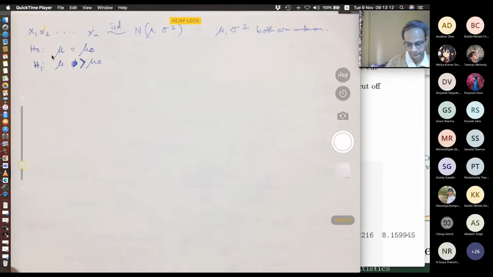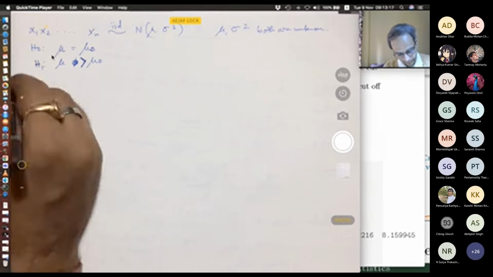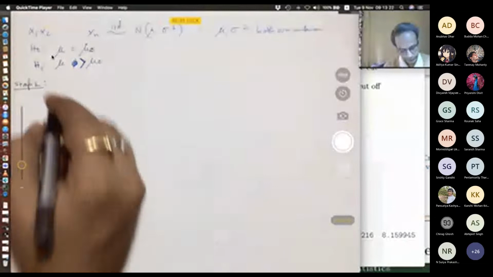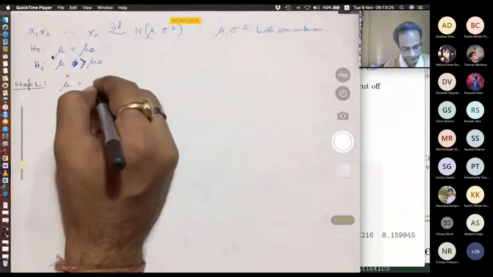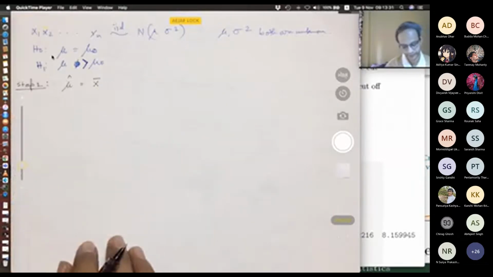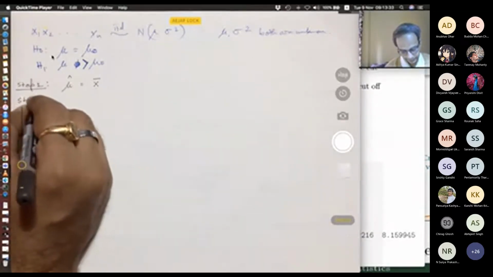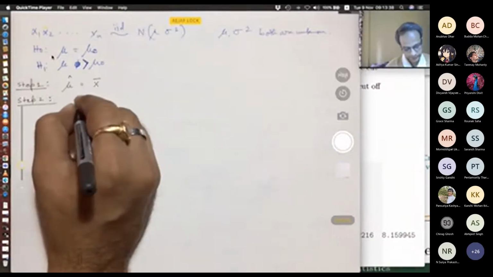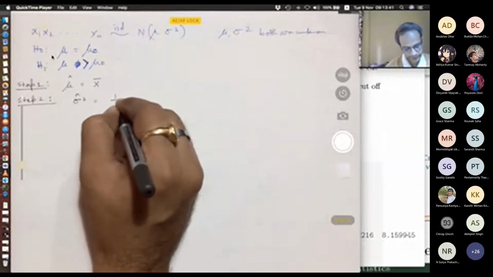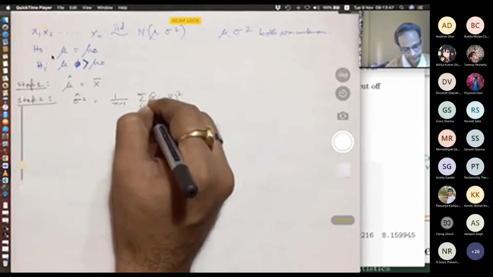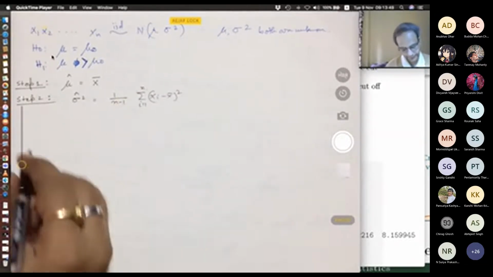Now, step one, what you need to do. You have to estimate mu. You can estimate by x bar. Whatever data you have got, you can calculate that thing from there. Step two, if you have any unknown parameter, you have to estimate it. So sigma square hat is 1 upon n minus 1 sum over xi minus x bar whole square, i running from 1.